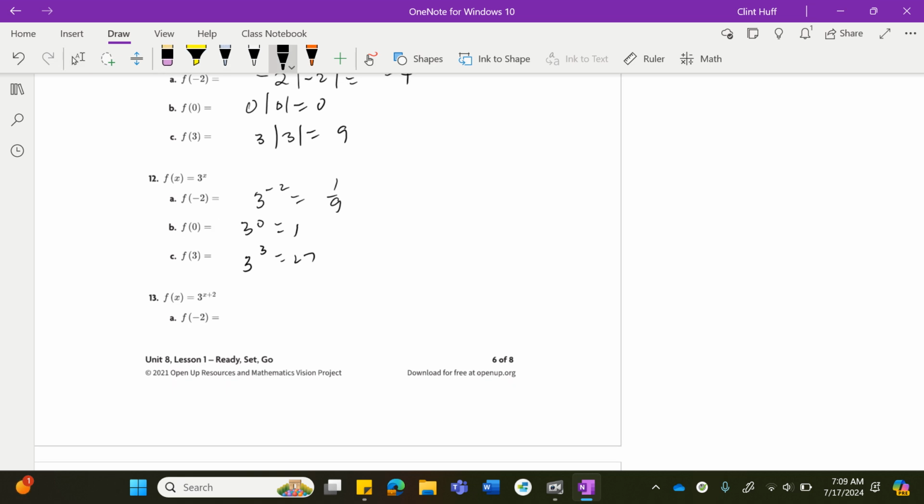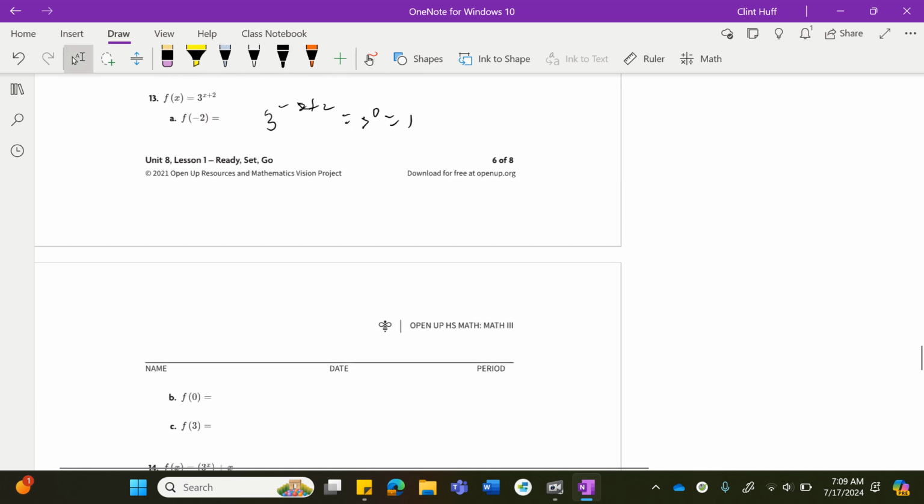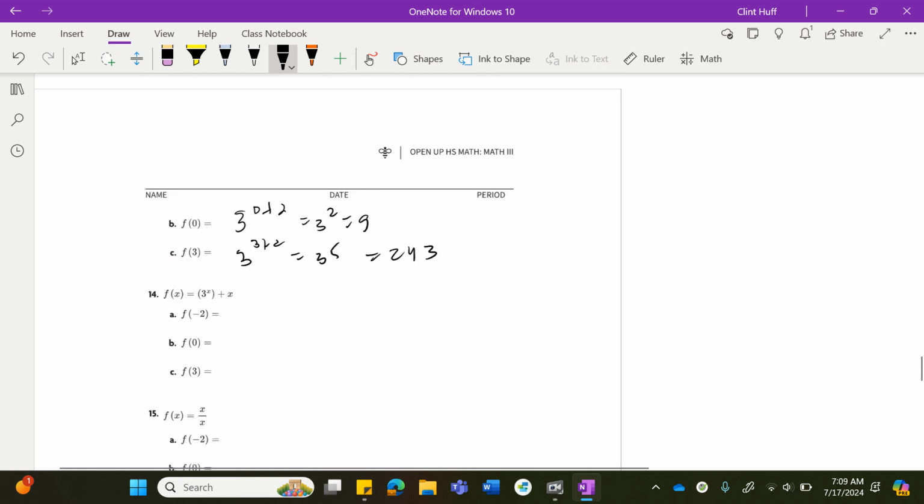On 13, that's going to be 3 to the -2 plus 2, -2, which is 3 to the 0, which is 1. And number 13, the next one's going to be 3 to the 0 plus 2, which is 3 to the 2nd, which is 9. And the last one here is 3 to the 3 plus 2, which is 3 to the 5th. So 3 to the 3rd is 27, 81, I guess that's 243. I'm doing my math right.